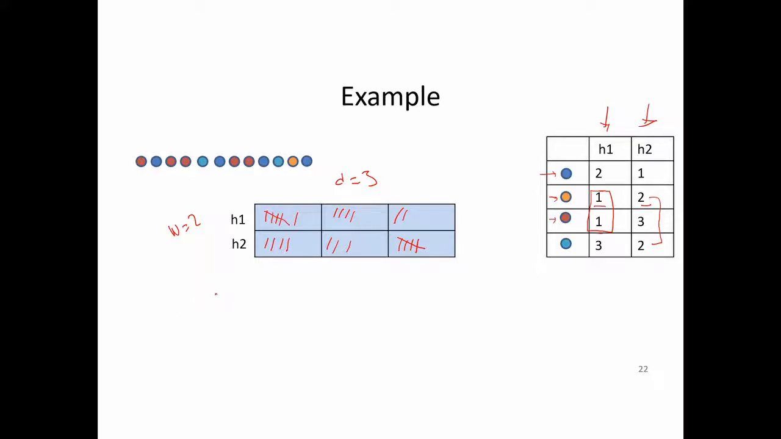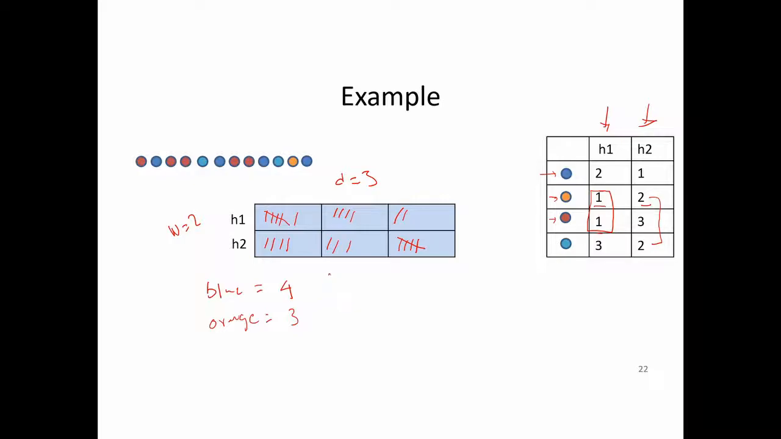Okay, so for blue, query is going to give you 4. Minimum of 4 and 4, so 4. If you want to get orange, orange is 1 and 2, so minimum of 6 and 3, 3.